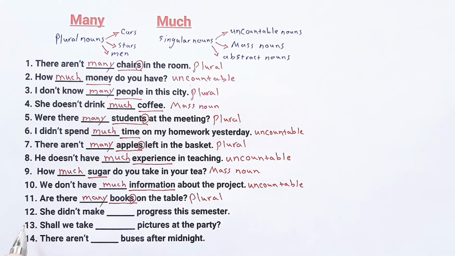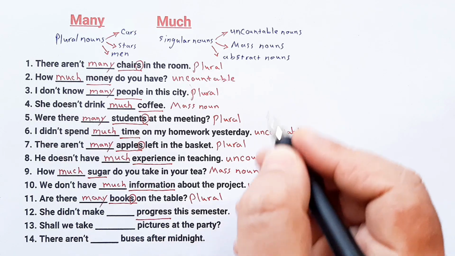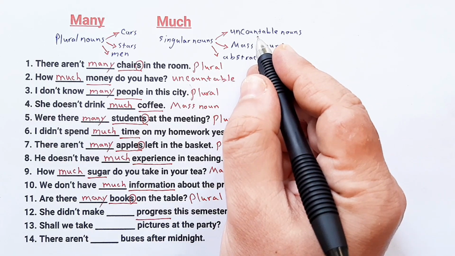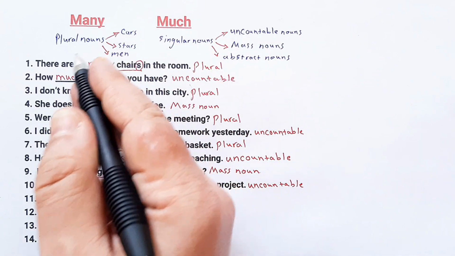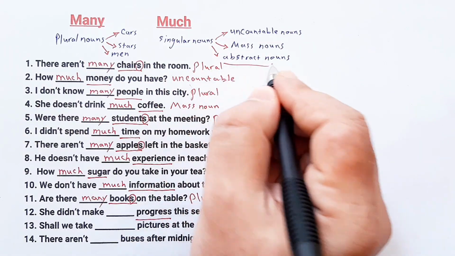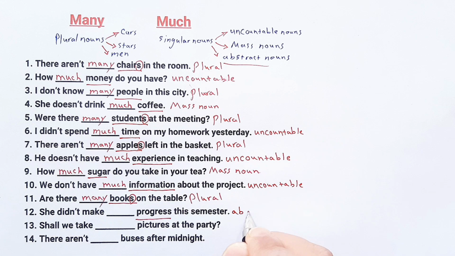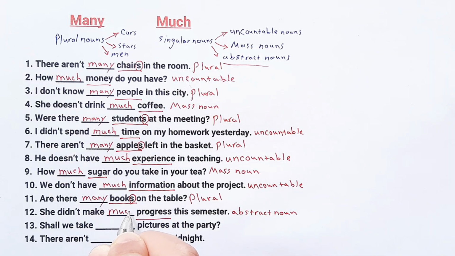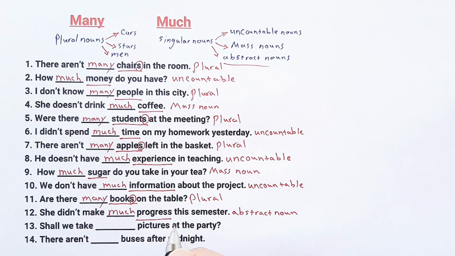Number 12, she didn't make blank progress this semester. Here the keyword is progress, and we must determine what it is. Is it a mass noun, uncountable noun, or is it a plural noun? It's an abstract noun. For them, we use much. She didn't make much progress this semester.